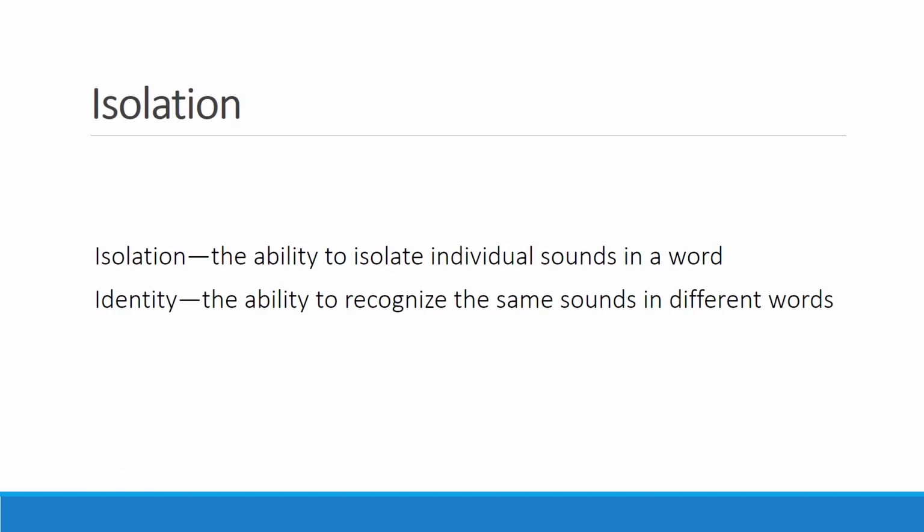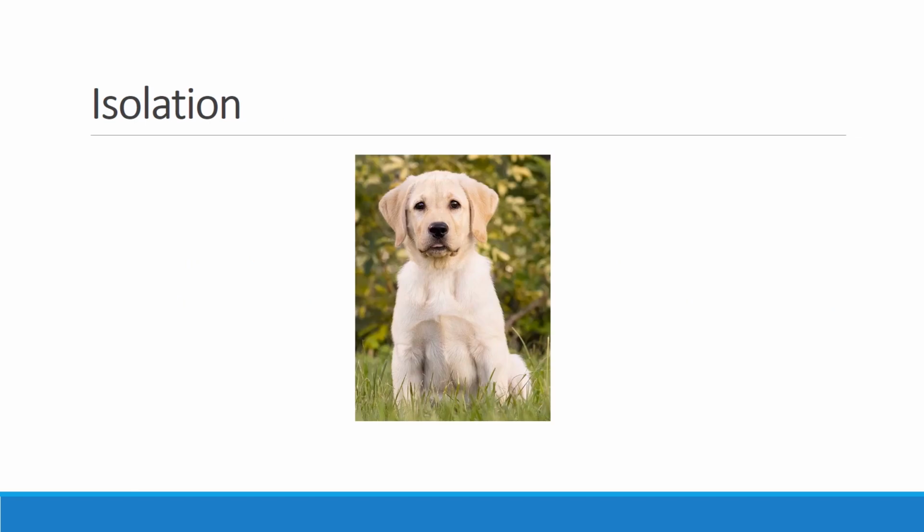Phoneme isolation is the ability to isolate individual sounds in a word. Phoneme identity is the ability to recognize the same sound in different words. An easy activity to start with is to show students pictures or real objects and ask the students, is this a mog, sog, or dog?